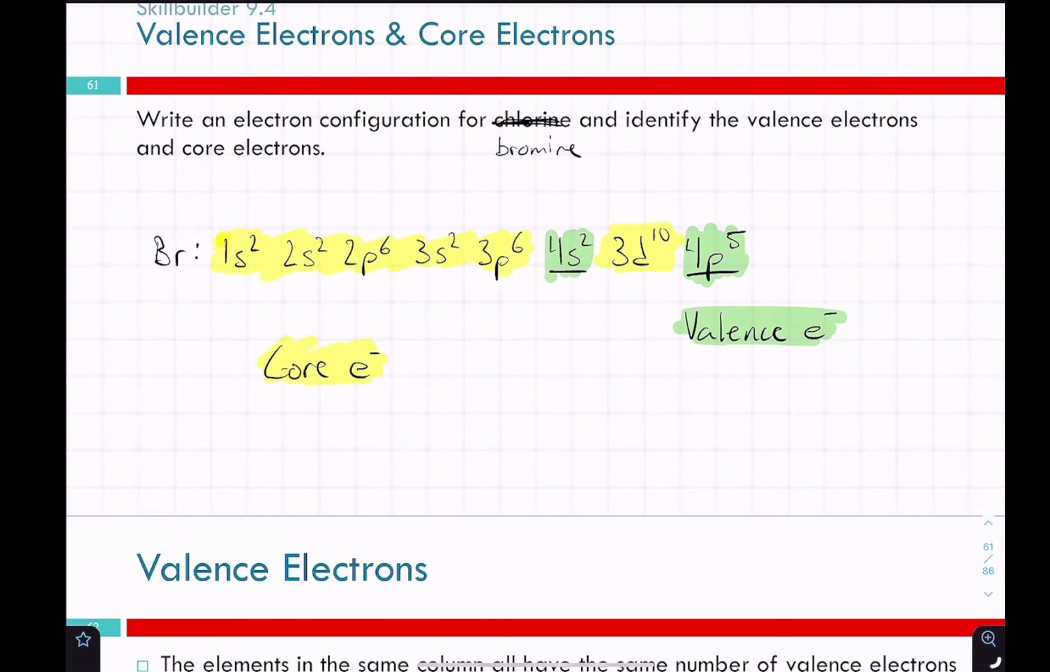You can ask your question. So you know how it goes 1s, 2s, 2p, 3s? Why doesn't it go 1s, 2s, 3s, and then go to the p's?